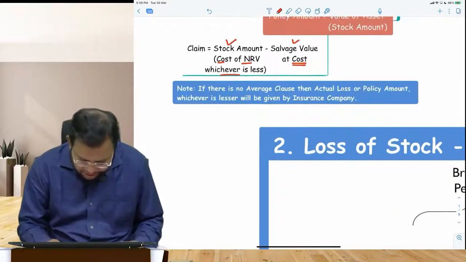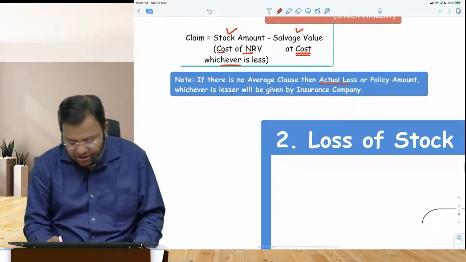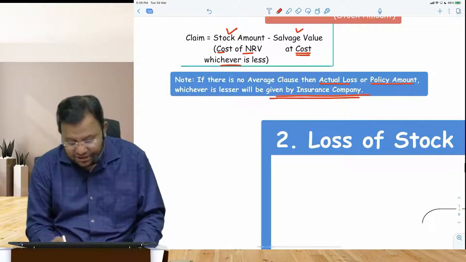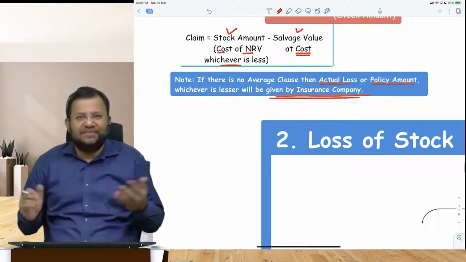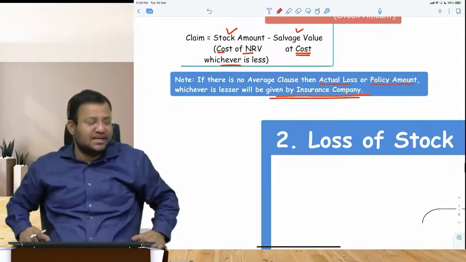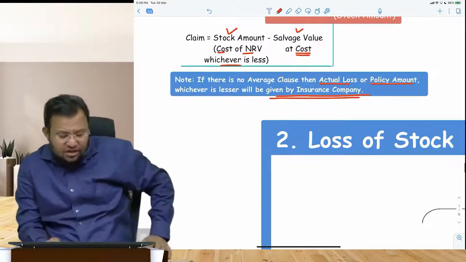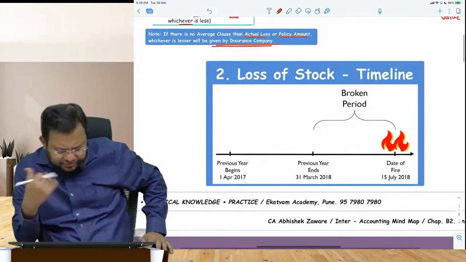Now this is important note. If there is no average clause, then the actual loss or policy amount, whichever is lesser, will be given by insurance company. So normally every insurance policy will have this average clause, but if the question says that there was no average clause, then obviously you have to take amount of loss or policy amount, whichever is lesser.